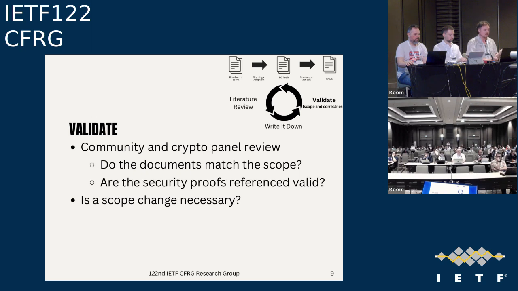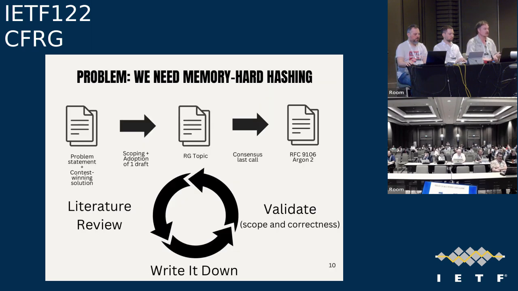So there's community review, crypto panel review. Some questions that are asked are, do the documents match the scope that was adopted, and are the security proofs referenced valid? Is there a need for a scope change? Have things changed from the groups asking for an answer to this problem? Has the problem grown in some way? So now that we have this together, we can actually just map this to some of the CFRG things we've done in the past, right?